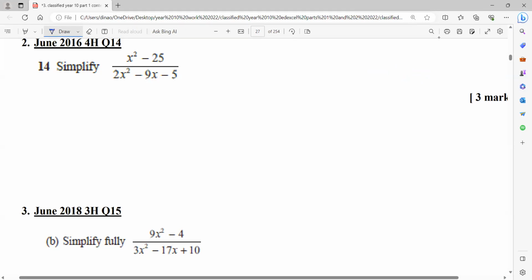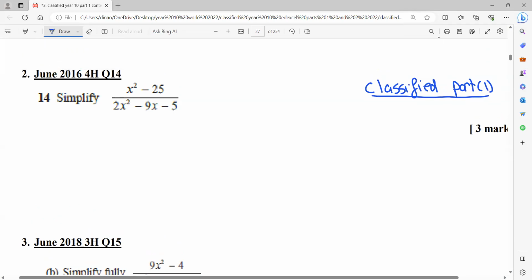Now, if you are using my resources, please open classified part 1 to page number 27. Now let's look at this question over here, which is question number 2, and the question says simplify.